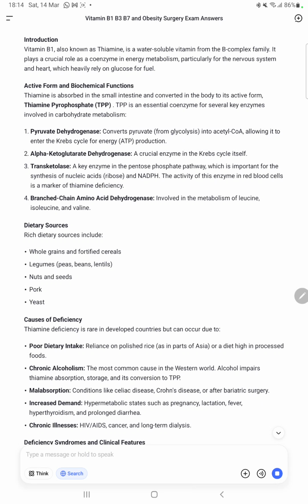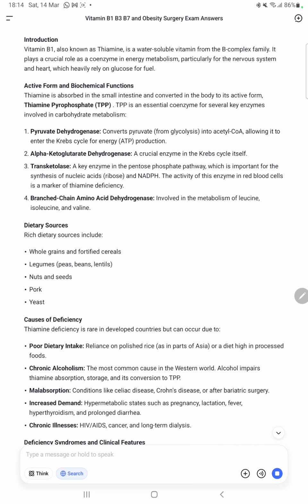Vitamin B1 is called thiamine, which is a water-soluble vitamin of the B complex, and plays a crucial role as a coenzyme in energy metabolism, particularly for the nervous system as well as the heart. The active form is called TPP, that is thiamine pyrophosphate. It is absorbed in the small intestine and converted to this form. It is involved in carbohydrate metabolism.